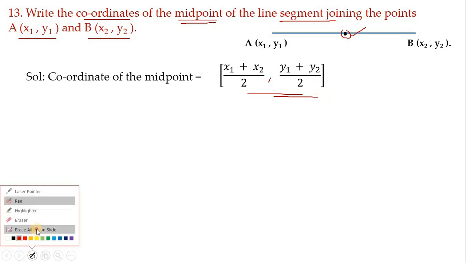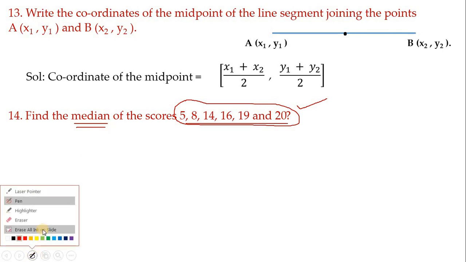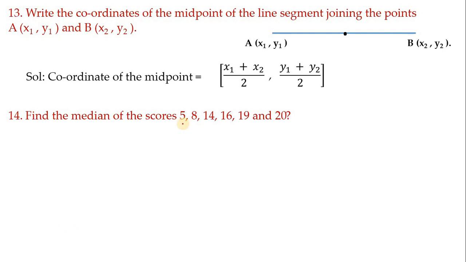Next, let us move on to another problem, children, the 14th one. Find the median of the scores 5, 8, 14, 16, 19 and 20. These are ungrouped data. This problem is taken from the 9th standard concept. First of all, let us understand what median means. Median means the middlemost score. To find the median, you have to arrange the given data in increasing or decreasing order first. Here the data is already in increasing order. Hence we have to find the middlemost score.